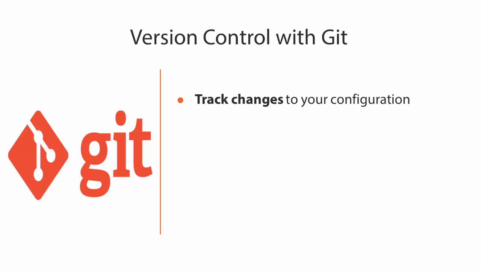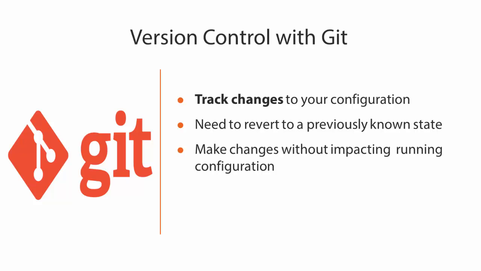Normally, Git focuses on tracking changes to your configuration. If you have many configurations and you want to track these kinds of changes, then you need to use Git. Normally, Git lets you revert to a previously known state. Also, using Git, you can make changes without impacting the running configuration.